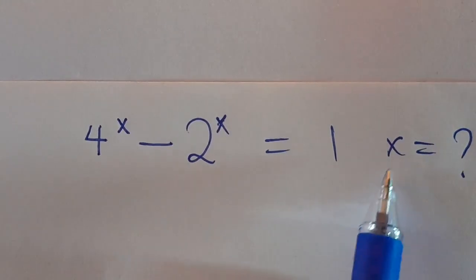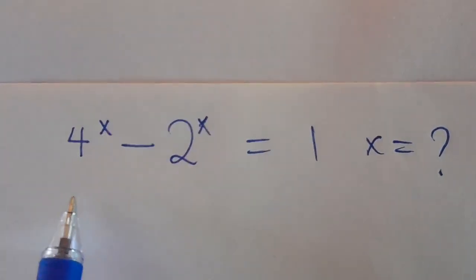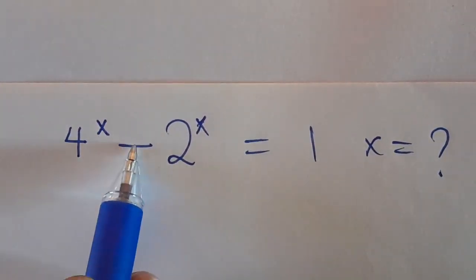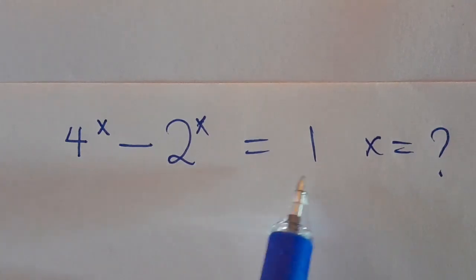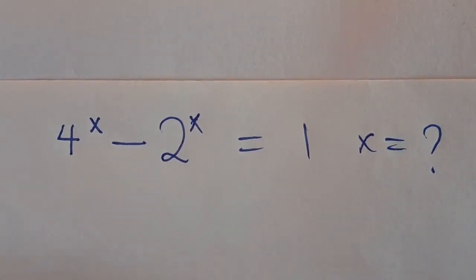They want to find the value of x, given that 4 raised to the power x minus 2 raised to the power x equals 1. So guys, let's head to the solution.